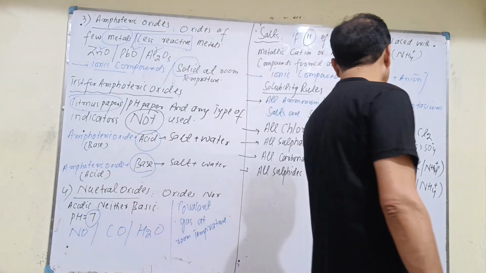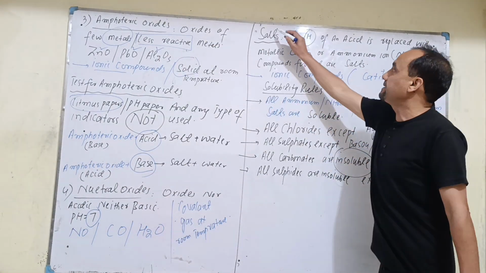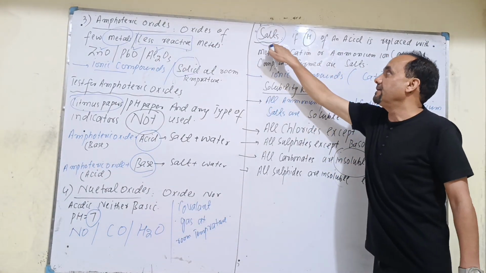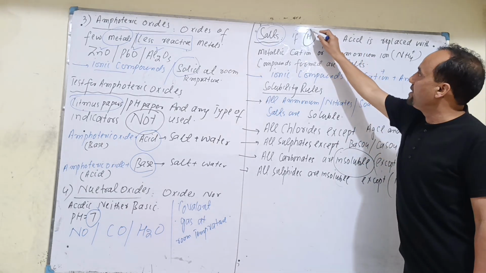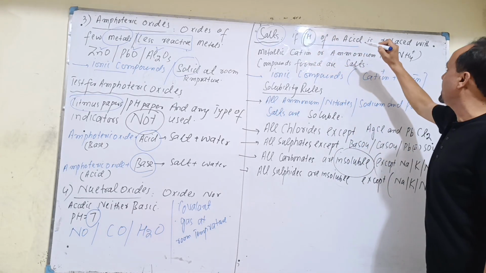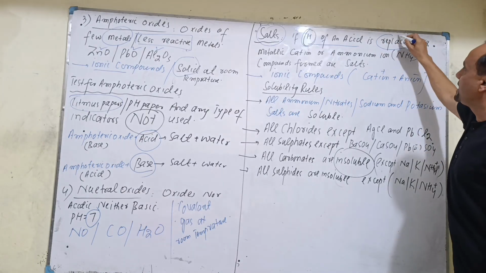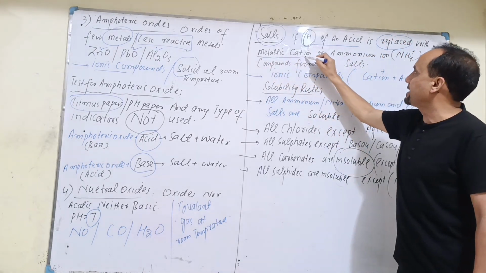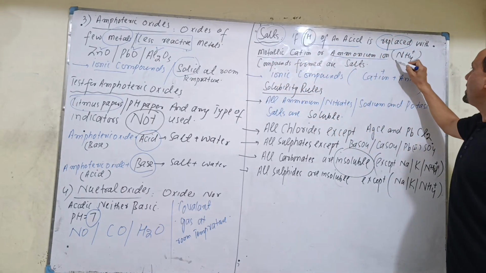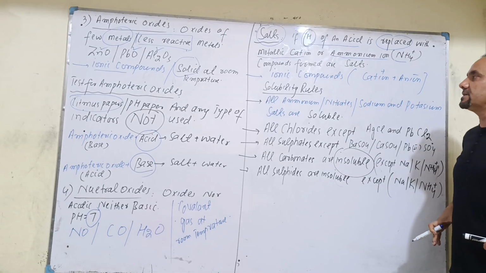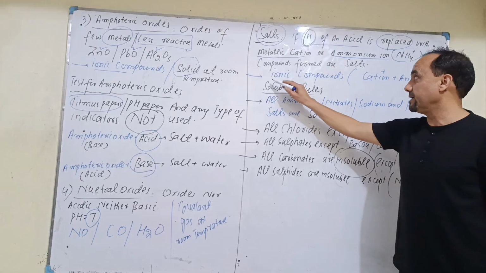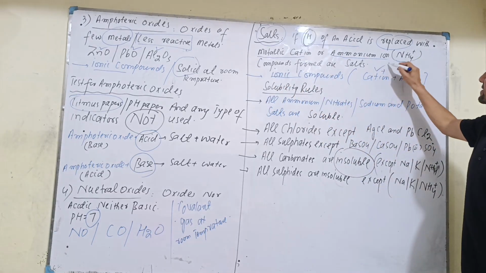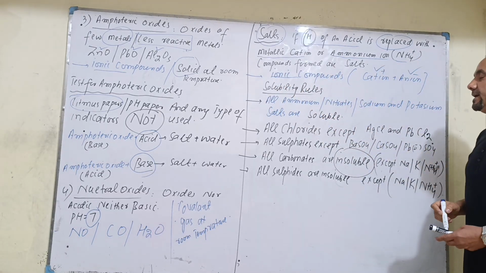Now the other most important topic of this syllabus, this chapter, and that is salt. What is the definition? When the hydrogen of an acid is replaced with a metallic cation or ammonium ion, the compounds formed are called salts. They are ionic compounds because they consist of cation and anion.